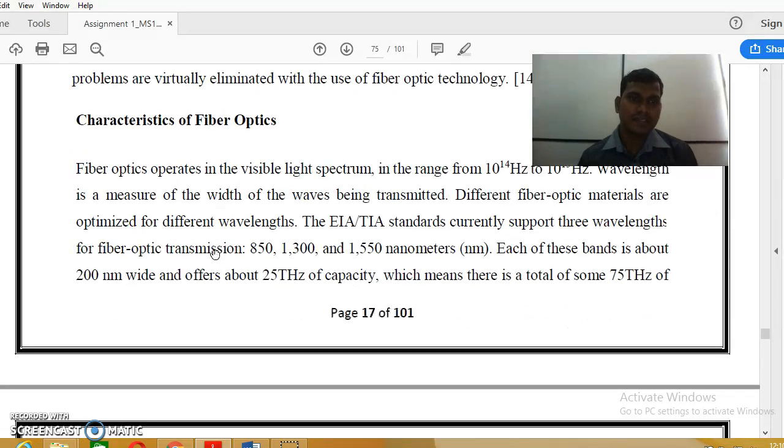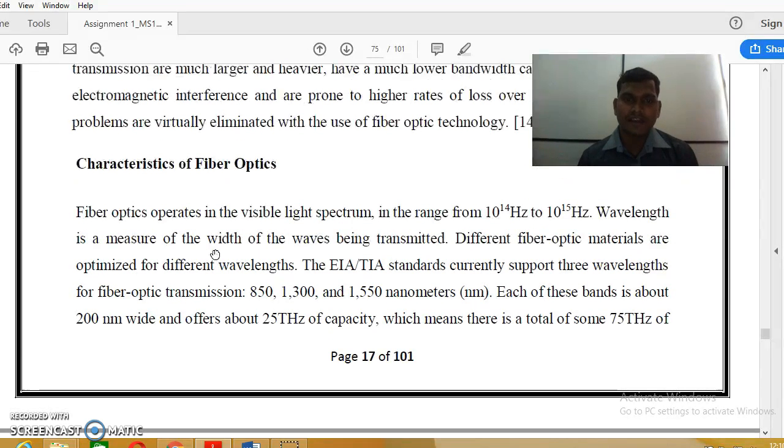Characteristics of fiber optics. Fiber optics operates in the visible light spectrum in the range shown. Wavelength measures the width of the waves being transmitted. Different fiber optic materials are optimized for different wavelengths.